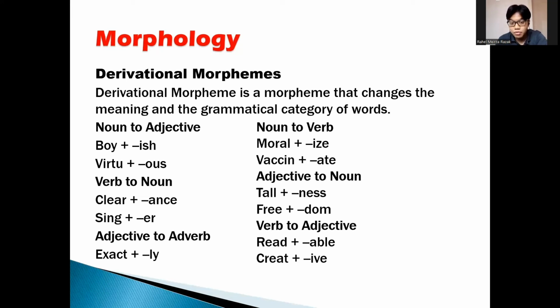You can also change noun to verb. For example, like moralize, vaccinate. And also change adjective to noun by using the morpheme ness and dom, like in the words tallness or freedom. And also verb to adjective by using the morpheme able or ive, like in readable and creative.